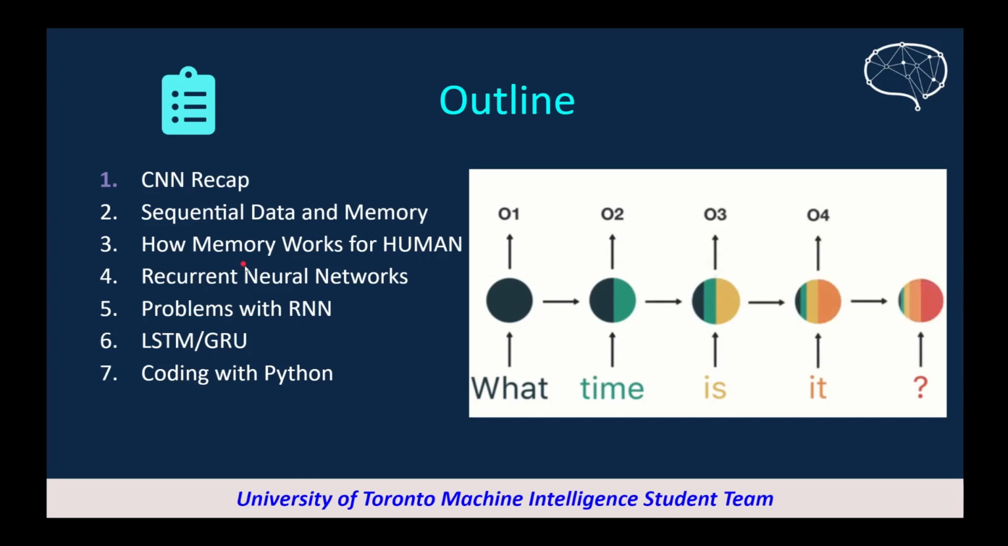So after covering the real recurrent neural networks, I'll be talking about some problems with RNN and the solutions, LSTM and GRU. And finally we will be coding in Python using the PyTorch library to show you how to actually implement RNN and what kind of problems we can solve with it.